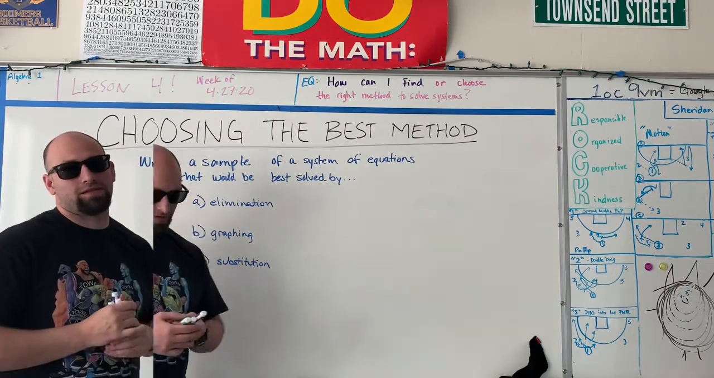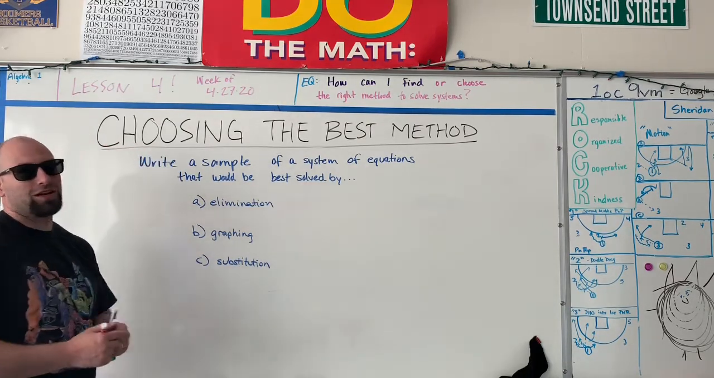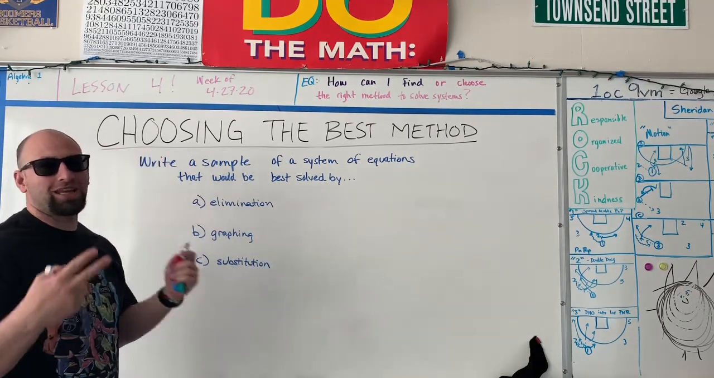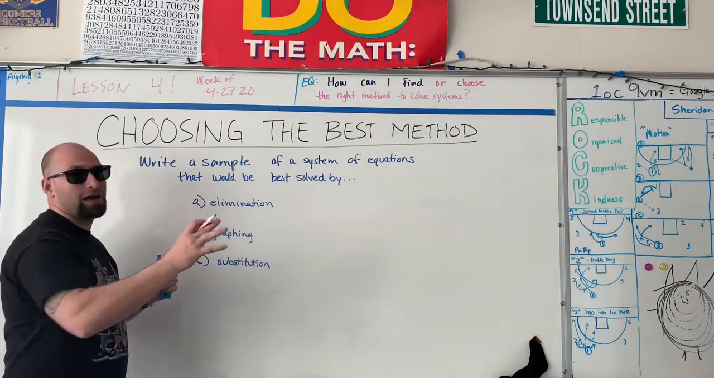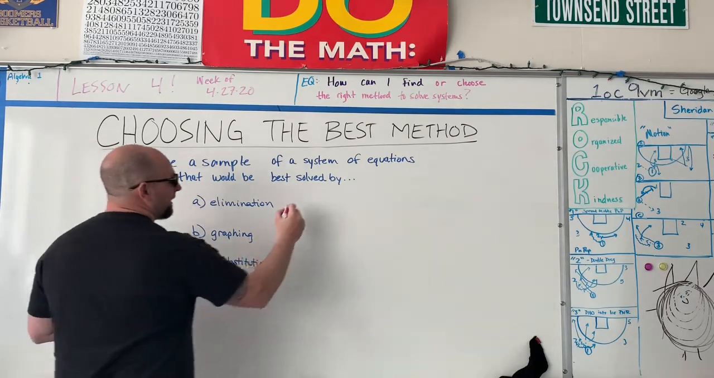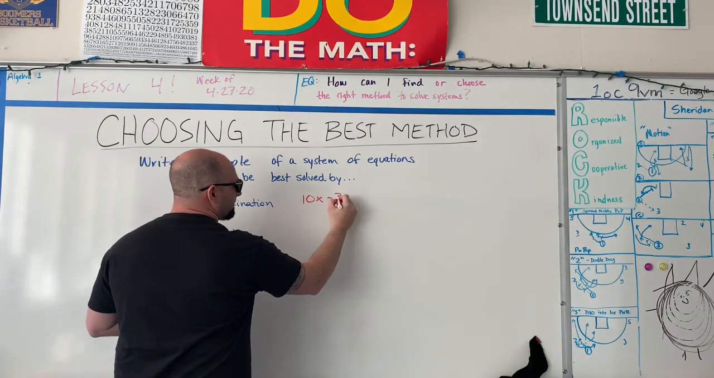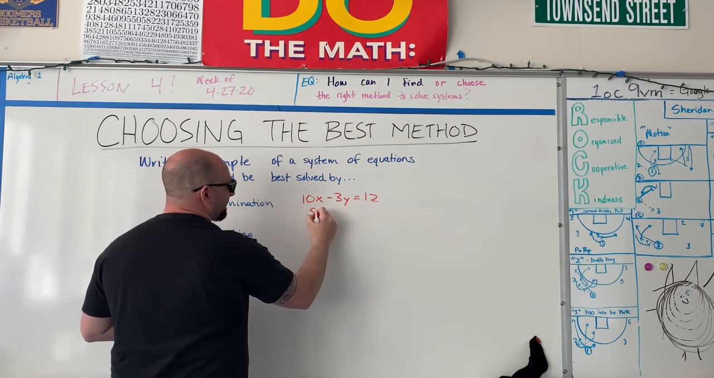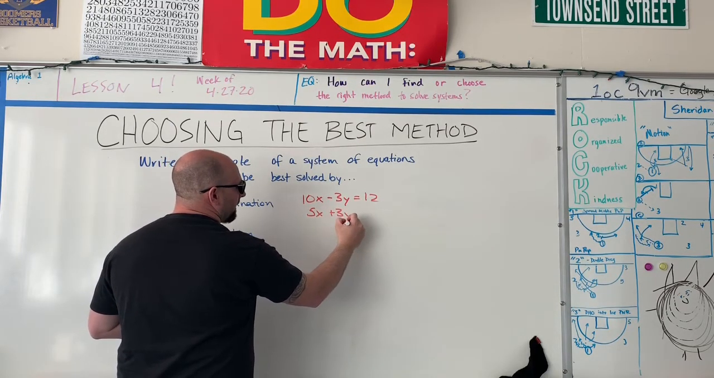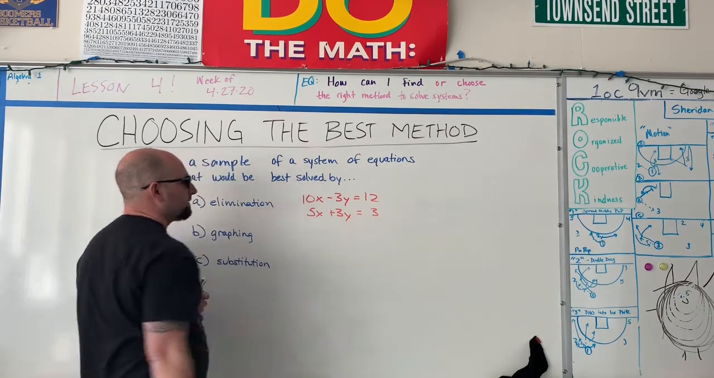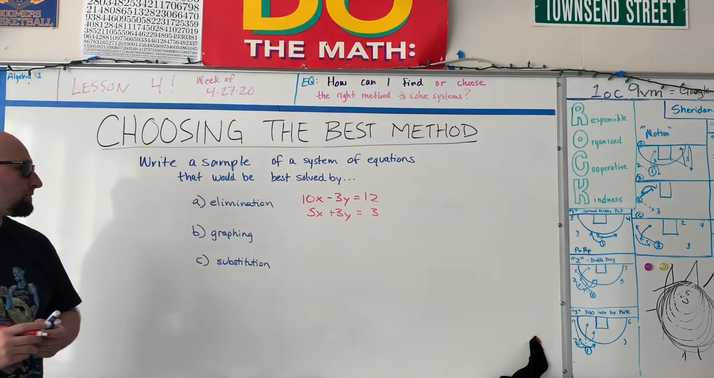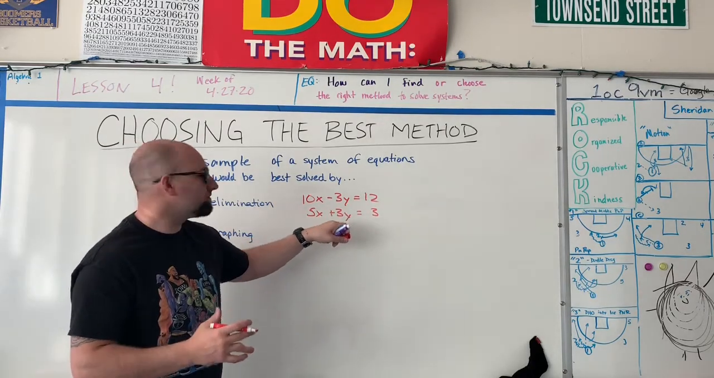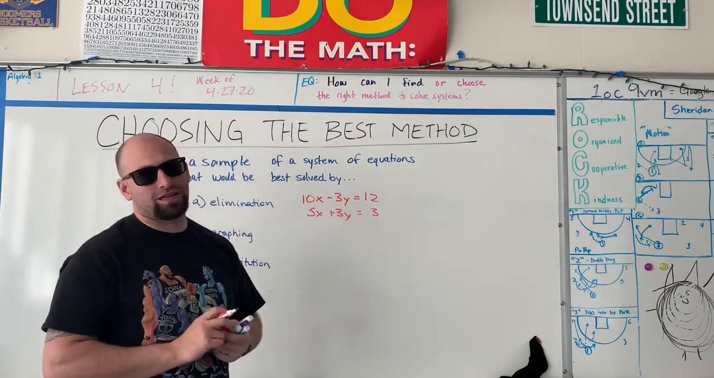So we're going to start with elimination. I like to use red for elimination. I don't know why, but here we go. So we're going to want two equations in standard form, okay, where x and y are on the same side. So let's go 10x minus 3y equals 12, and then maybe 5x plus 3y equals 3, okay? So that's probably the best way. You got your x's and your y's lined up vertically in columns, and then you have your constants on the other side of the equation.